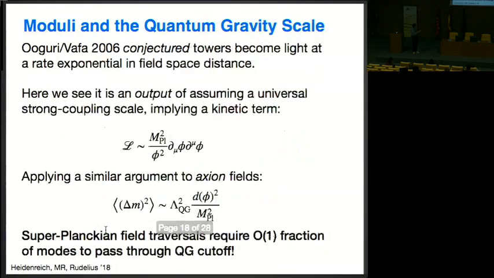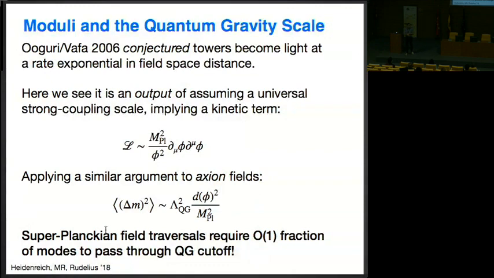And this is exactly what Ooguri and Vafa had told us should happen. But here we haven't conjectured this exponential behavior. We've seen it as an output of a different assumption, which is the assumption that these loops are driving everything to strong coupling at the same scale.